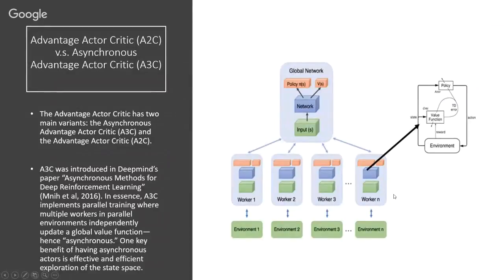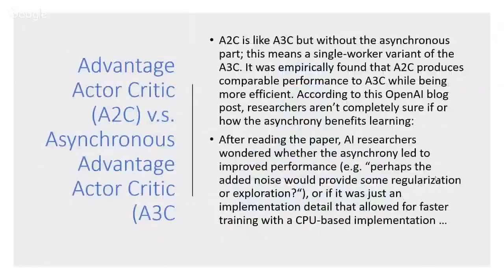So the advantage actor-critic has two main variants: asynchronous advantage actor-critic, A3C, and advantage actor-critic, A2C. A3C was introduced by DeepMind's paper, Asynchronous Methods for Deep Reinforcement Learning. In essence, A3C implements parallel training where multiple workers in parallel environments independently update a global value function, hence asynchronous. One key benefit of having asynchronous actors is effective and efficient exploration of the state space. A2C is like A3C but without the asynchronous part. This means a single worker variant of A3C.